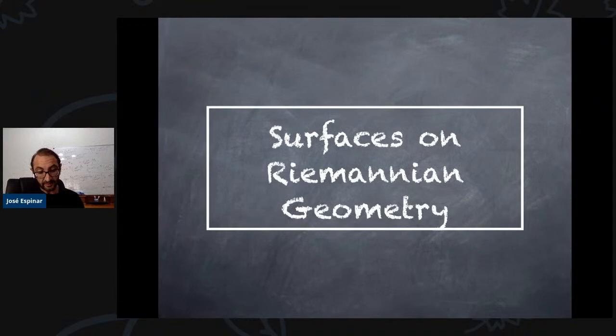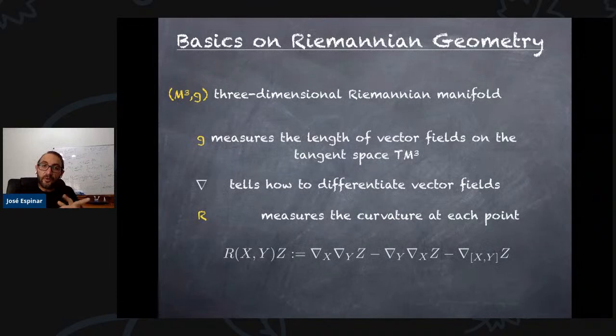As I said, this is going to be a talk mostly for students, so I need to introduce some basic stuff on Riemannian geometry in order to understand the talk better. The first thing we are going to do is focus on three-manifolds. Given a three-manifold, we endow it with a metric, which is a way to measure distances and vectors. Associated to that metric, we have a connection, which is a way to differentiate vector fields. And associated to the connection, we have a Riemann curvature tensor, which is a way to measure curvature.